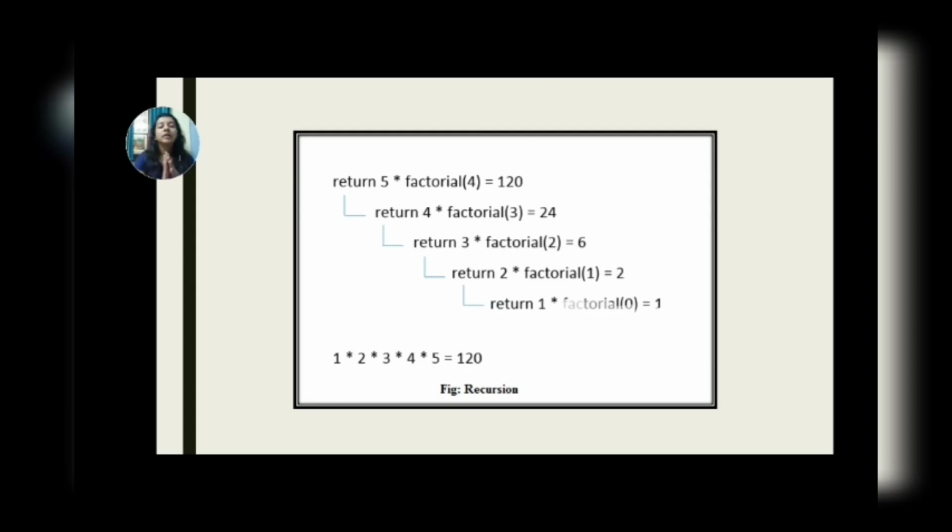This picture will make the concept quite clear. Suppose 5 is given, then in that case, first of all, 5 into factorial of 4 will be called. The control again goes back to the starting of the function. The statements get executed again and again, and 3 is returned. In this way, the values get multiplied again and again till it becomes 0, and then the value of factorial becomes 120.